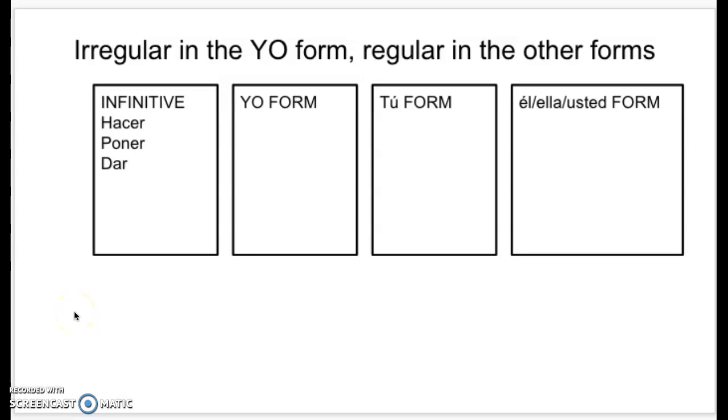Okay, so in Spanish we have a few verbs that are irregular in the yo form. That means they don't follow the regular pattern of just taking an ER off and adding an O. They have an extra change, but they're going to be regular. They will follow the pattern in the other forms. So let's look at those really quick.